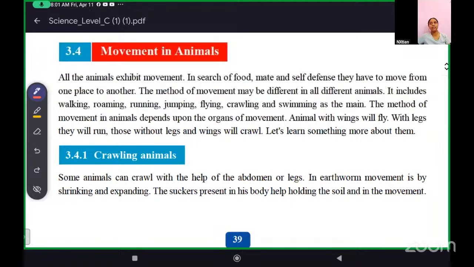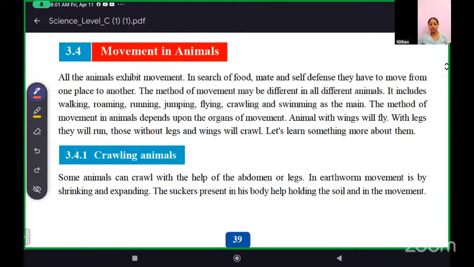When we studied the characteristics of living organisms, one of the characteristics was movement and sensation. In search of food, mate, and self-defense, animals have to move from one place to another. Animals have to move for self-defense also, and to search for food and to mate, they have to move to another place.